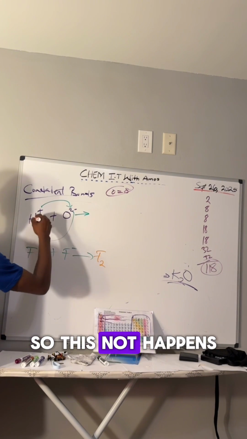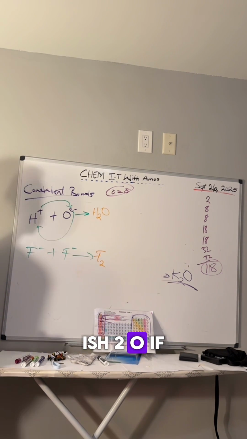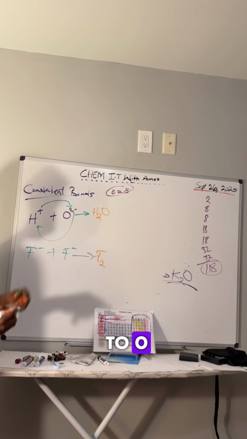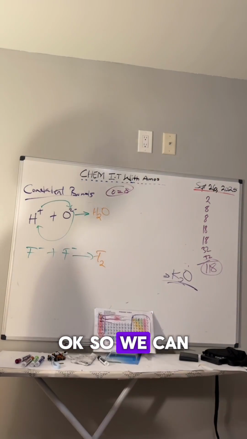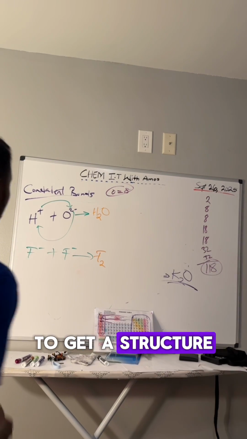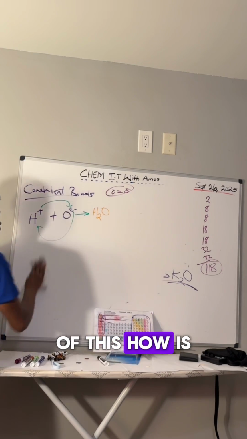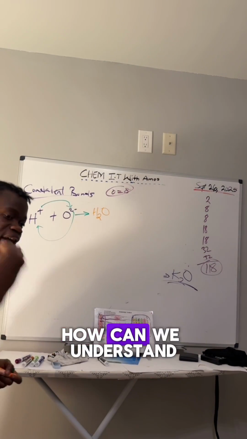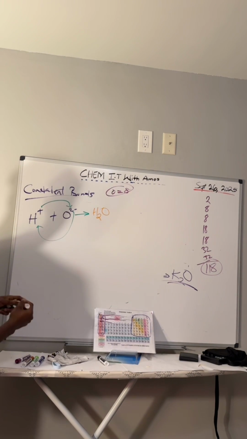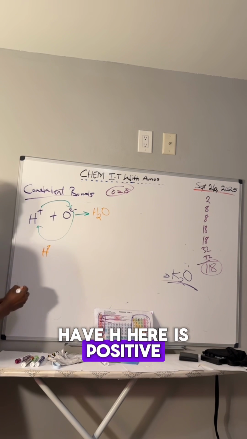So this now happens, it becomes H2O. It becomes water because this 2 came to this H and this 1 here goes to O. Okay. So we can also try to give a structure. The structural form of this, how it's being portrayed. How can we understand that fully? So to do this now, we can say we have H here is positive.